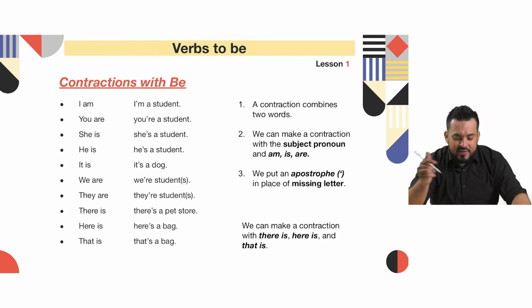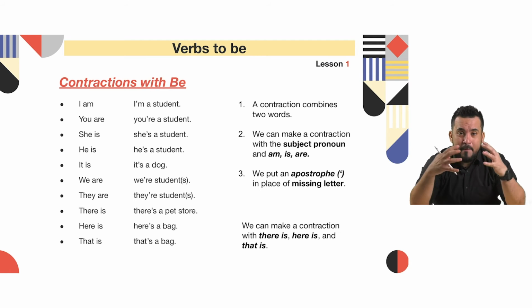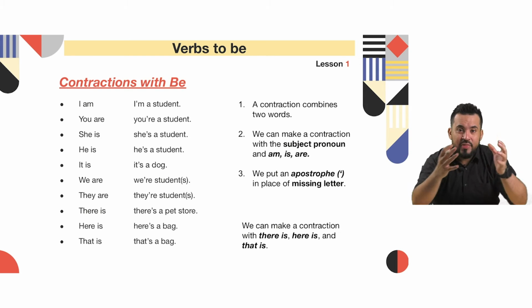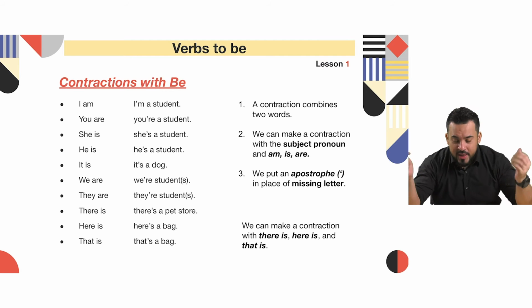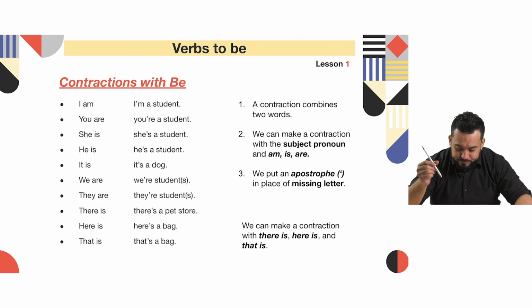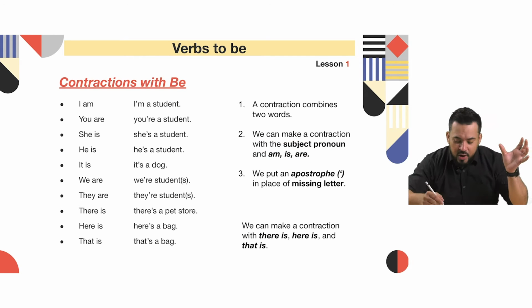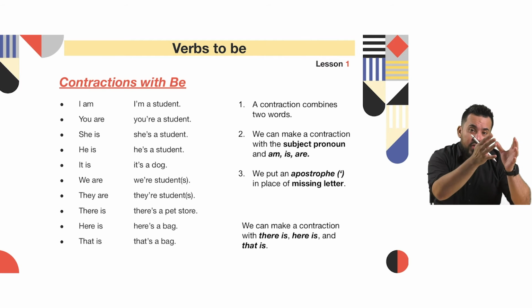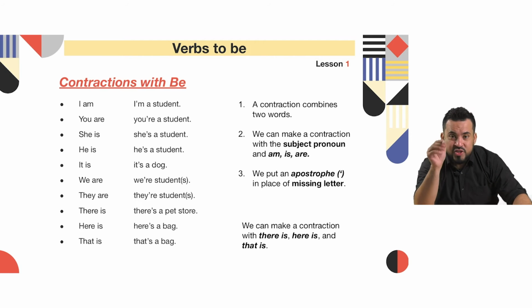All right, now let's talk about contraction. And what is a contraction? Contraction means it combines two words. We have one word and another word and we combine them. We merge them together. That is called a contraction. We make a contraction with the subject pronoun and is, am, or are. So we take the subject pronoun and we combine it with am, is, or are. We remove a letter and we put an apostrophe instead.